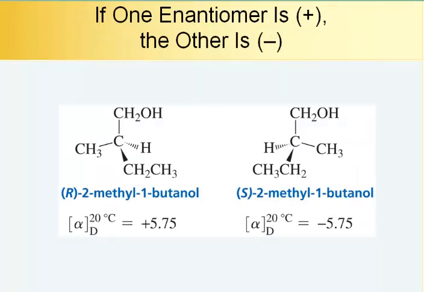Now remember that enantiomers are mirror images of one another, and they're identical in chemical formula. They're just mirror images, and because they are mirror images, one will rotate light in a positive direction and the other will rotate light in a negative direction.